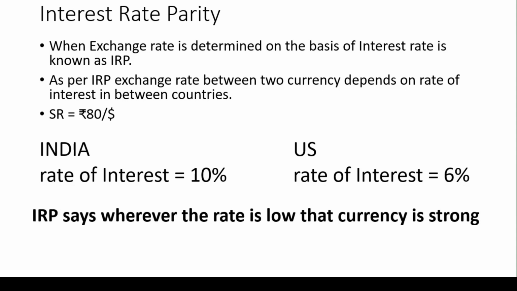It says that wherever the rate of interest is low, that currency is going to go strong in the future. Just by looking at the rates, in the United States the interest rate is 6%, which is low. As per IRP, the US dollar will be strong in future, and therefore it is good to invest in the United States, in just one generic line. Now this whole concept, which I summarized in one line, you have to prove with the help of a storyline, and that is what I have planned for you today.